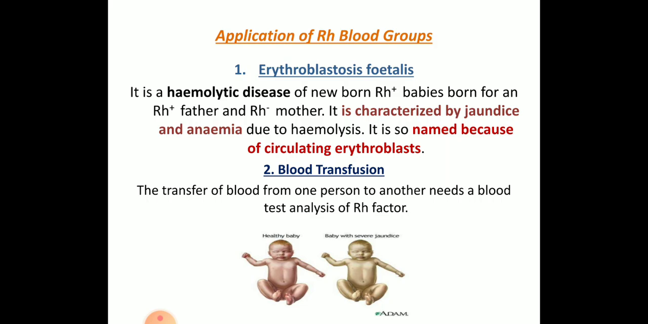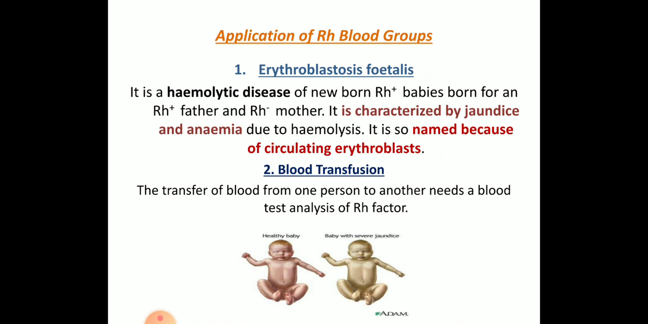So what are the applications of these Rh blood groups? The first one is erythroblastosis fetalis, very important. It is a hemolytic disease of the newborn where Rh positive babies are born to an Rh positive father and Rh negative mother. Due to that, the newly born baby will have jaundice and an anemic condition. This is due to hemolysis. Hemolysis means hemo is blood, lysis means breakdown. So breakdown of RBCs or the blood cells takes place.